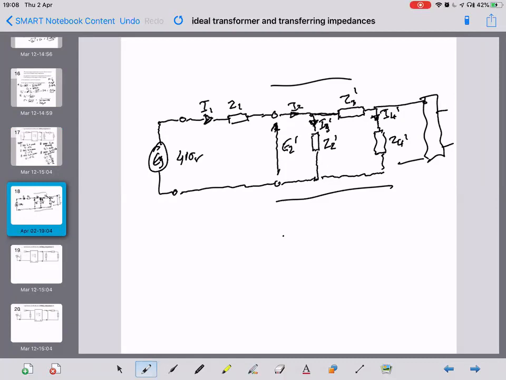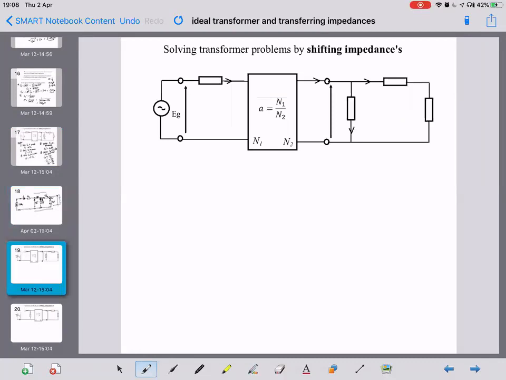So let's have a look at one then. Just give some components some values. We'll call this Z1. In my notes, I've got a much easier example. Should I do that? Yeah, I think I'll do that one first. Just pop back to there.